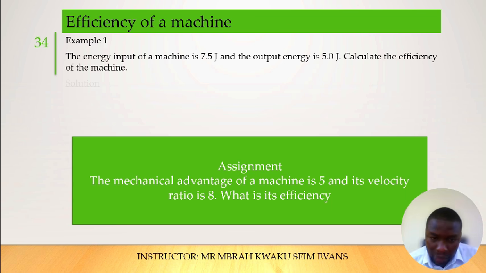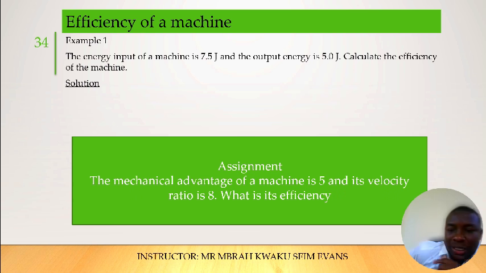Example number 1. The energy input of a machine is 7.5 joules and the output energy is 5.0 joules. Calculate the efficiency of the machine. Know that we said the efficiency of a machine is work output over work input times 100. So it's for us to identify which one is our energy input, which one is our energy output.